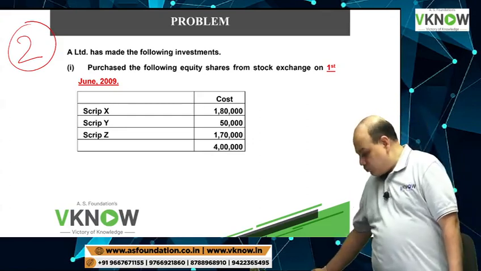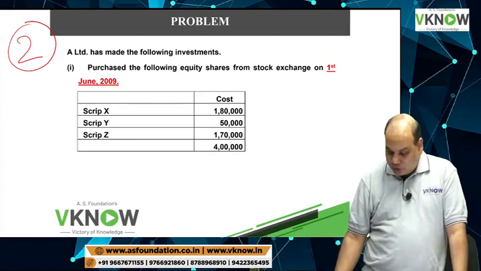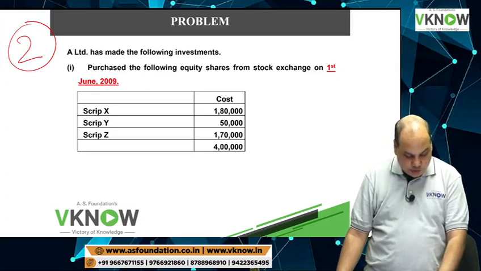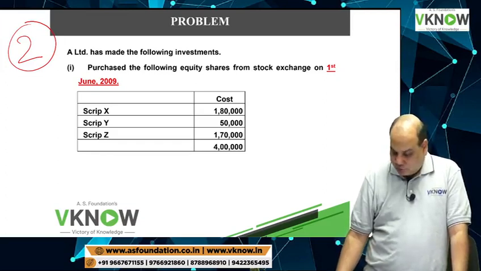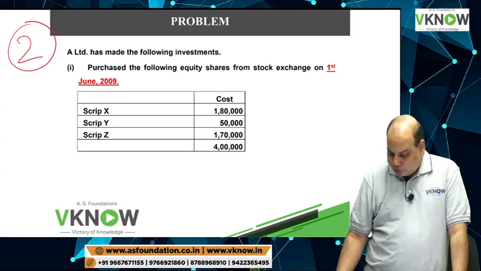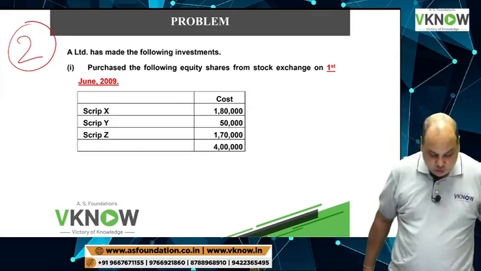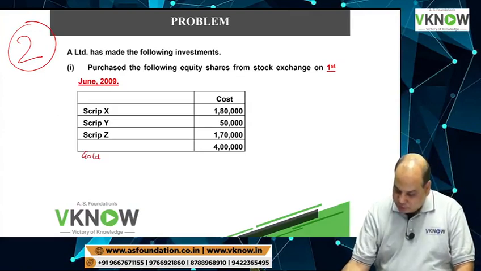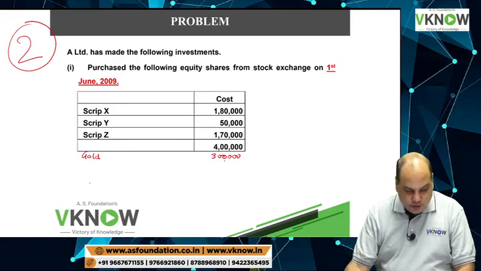So what is that question? It says A Limited has the following investment. 1. Purchasing the following equity share from the stock exchange on 1st June 2009. Scrip X Y Z. Then purchase gold 3 lakh rupees. Gold also purchased for 3 lakh. What was the date of purchase of gold? 1/4/2006.